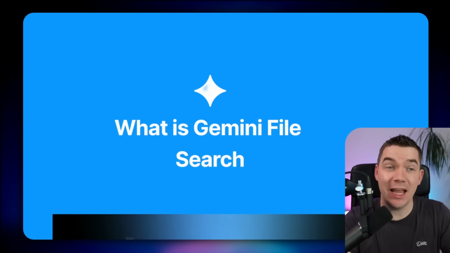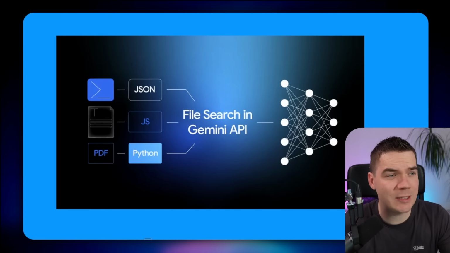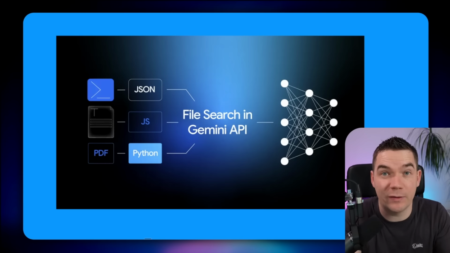And to set the scene, a quick overview of what Gemini File Search actually is. Essentially, it's a tool that's built into the Gemini API to ground the AI's responses in your data, making them more accurate, relevant, and verifiable. And that's essentially the purpose of RAG anyway.